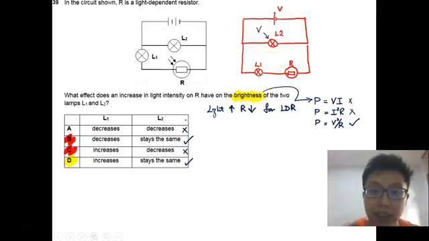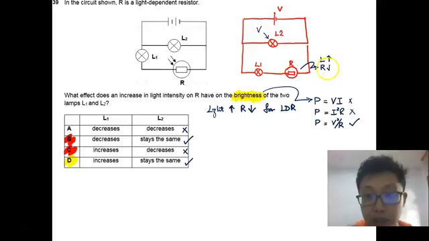Now let's analyze the lower branch. As I have said earlier, the resistance of the LDR will change according to the light. Since your question says that the light intensity increased, the resistance here will decrease.